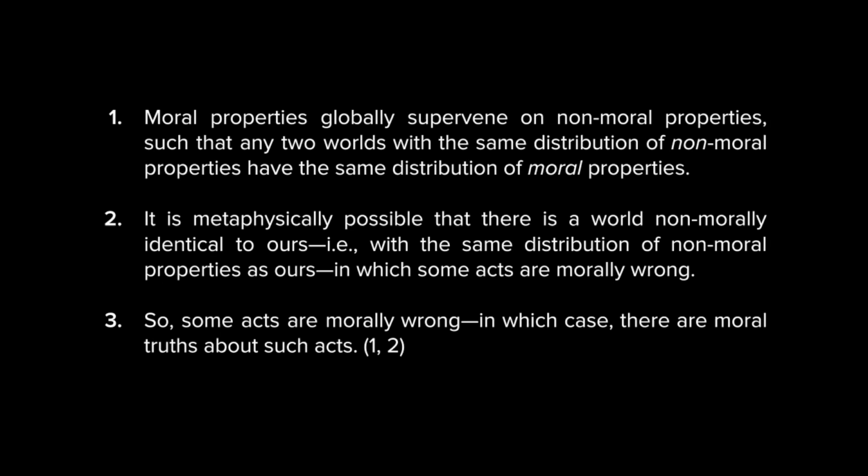All right, premise one says that moral properties globally supervene on non-moral properties, such that any two worlds with the same distribution of non-moral properties have the same distribution of moral properties. Premise two says that it is metaphysically possible that there is a world non-morally identical to ours, that is, with the same distribution of non-moral properties as ours, in which some acts are indeed morally wrong. And from those two, it follows that, three, some acts are morally wrong, in which case there are moral truths about such acts.